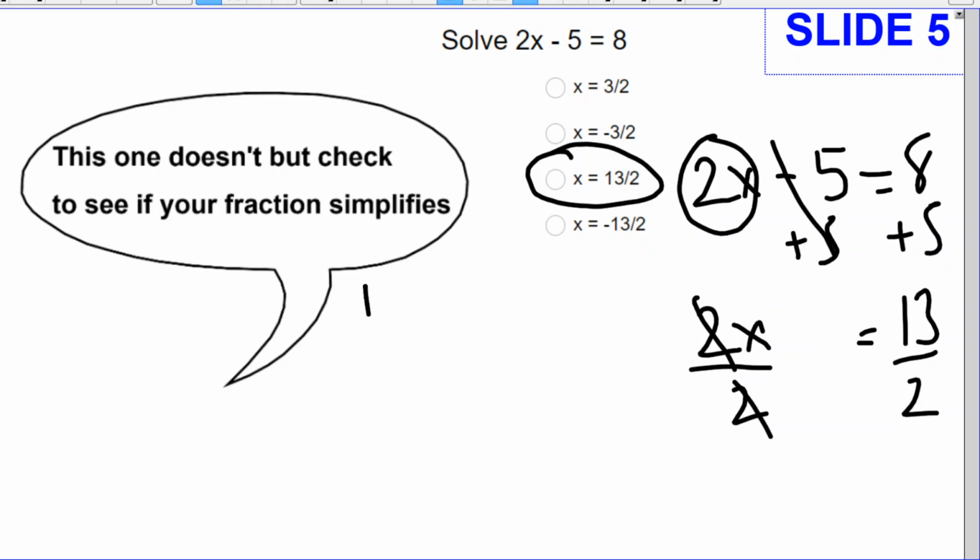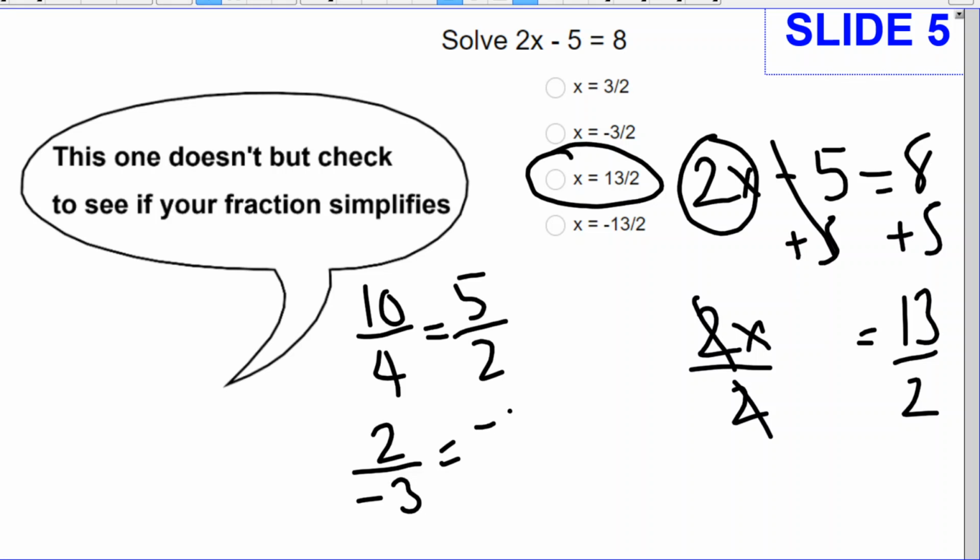But this refers to questions like, if you have 10 over 4 as the answer, don't forget to divide both by 2 and end up with something like 5 over 2. Or another common one is, if you happen to divide by negative 3, you'd end up with 2 divided by negative 3. Don't forget to bring that negative to the top. A positive divided by a negative is a negative, so it has the effect of looking like the negative has moved to the top.